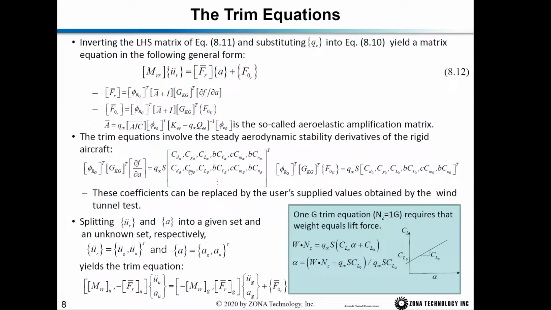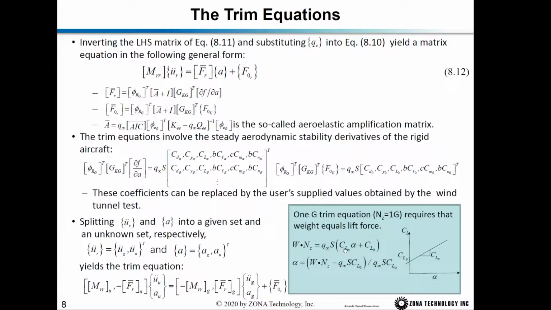So once you import the rigid stability derivatives, all the aerodynamic forces and moments, the trim module will flexibilize those rigid values using the A bar matrix. So let me give you the simplest trim problem, which is a 1G trim equation. NZ equals 1. That requires the weight of the aircraft equals the lift. So W is the weight, NZ equals 1, this is the 1G condition, and it will be equal to the total lift.